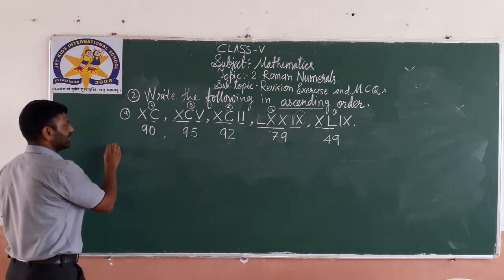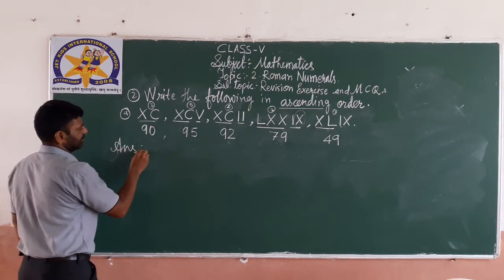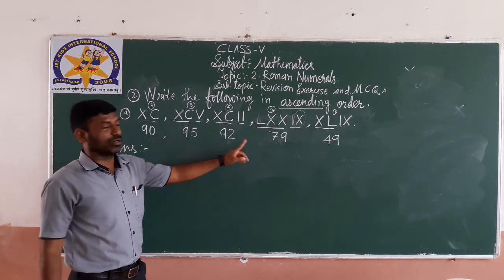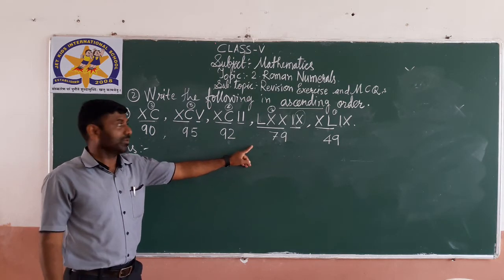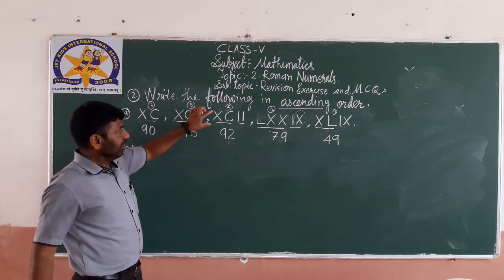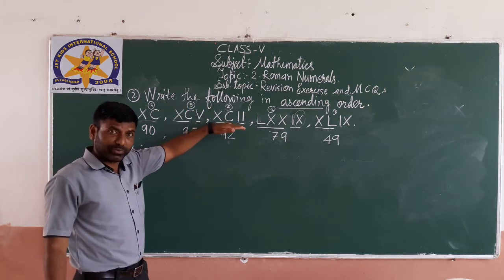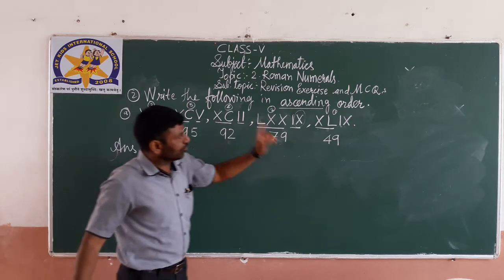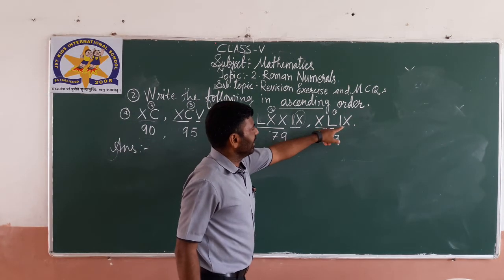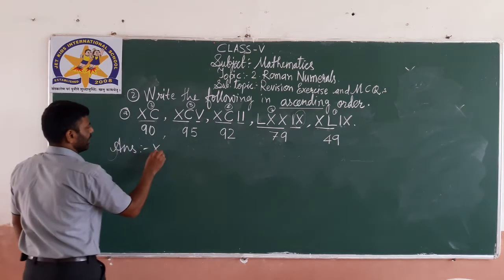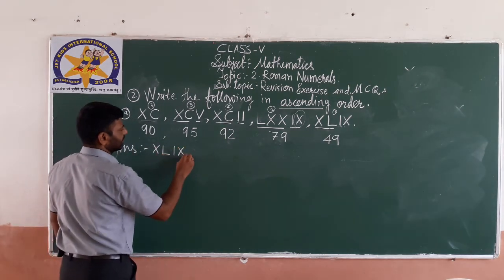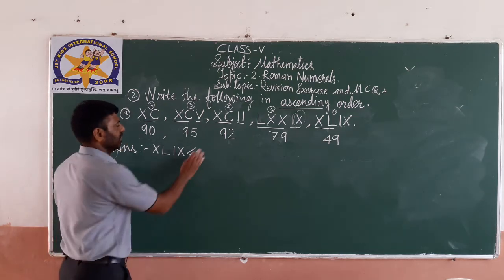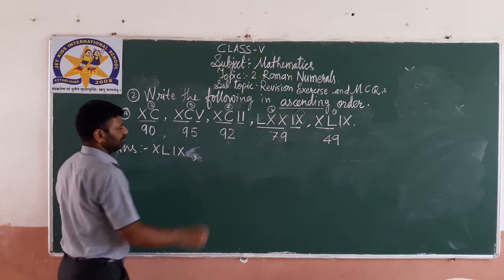Now how to write the answer? Don't write the answer in Indo-Arabic numbers. Understand? What is the question? In the question, Roman numerals are given. We have to give the answer in Roman numerals only. So first, XLIX. You can put a less-than sign on this side, or else you can put a comma.